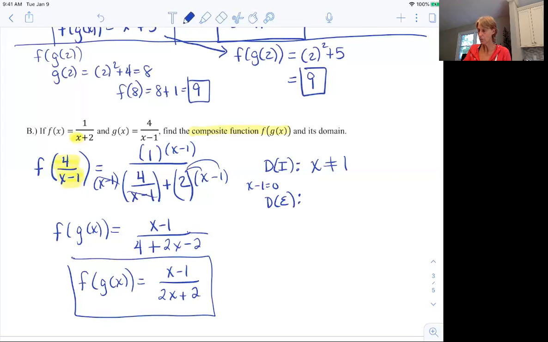Now I'm going to go to my final function down here. To find that domain, I set the denominator equal to 0. These are easy enough to solve in your head, and the denominator is 0 when x is negative 1. So x can't equal negative 1. So my overall domain for this function, and if you want to be really official, x belongs to reals, x can't equal 1, x can't equal negative 1.